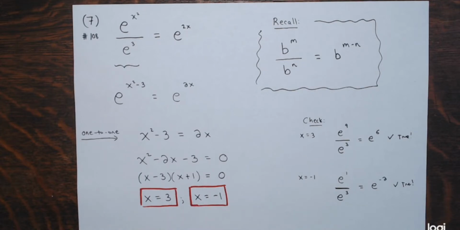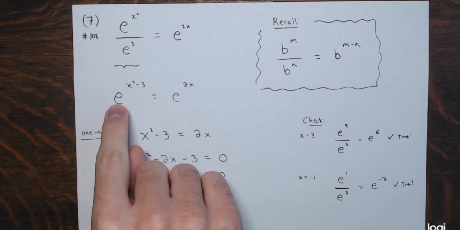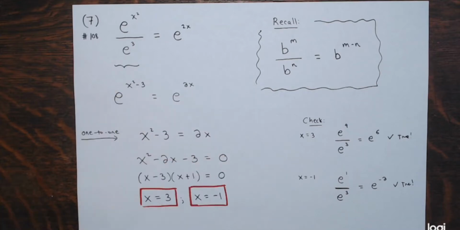Wonderful. Alright, and that's it for this particular set of exercises. Notice in every single one of these, I was doing the same stuff, using properties of exponents to try to get down to the same base to a power on both sides. And then use the one-to-one property of exponentials to set the powers equal to each other, solve, and check.